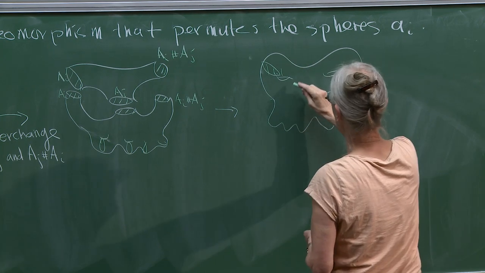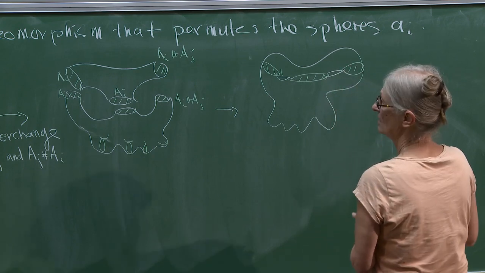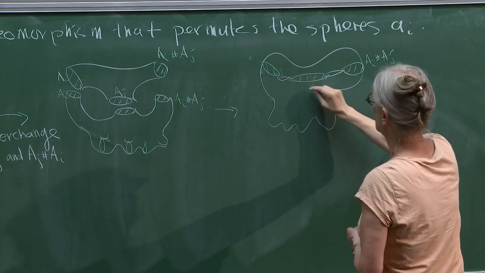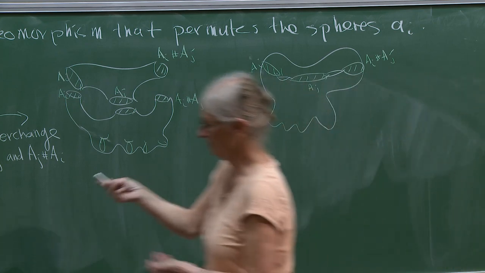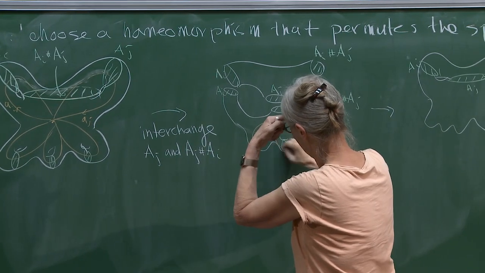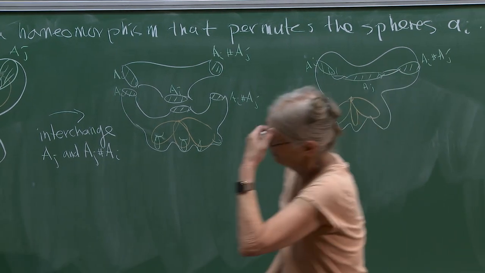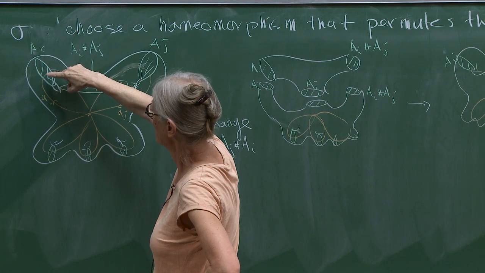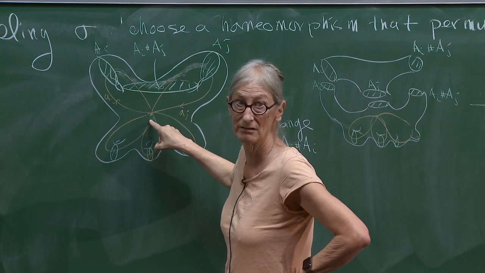but these spheres have different names. This now is AI plus AJ. This is AJ, and this is AI. But let's look at what happened to my generators. Of course, nothing happened to these guys. But what happened to this AI? It goes up, first it hits the AI sphere, then it hits the AI plus AJ sphere, then it comes back to the base point.